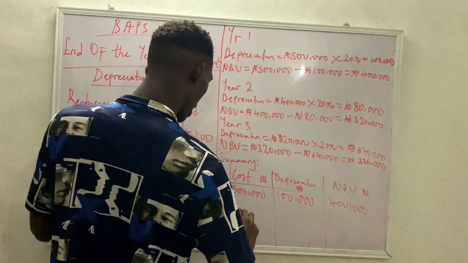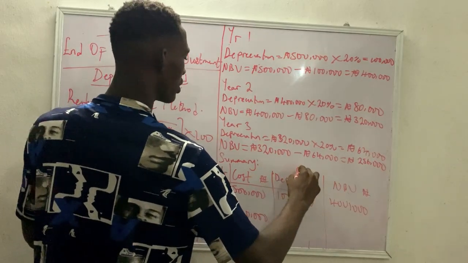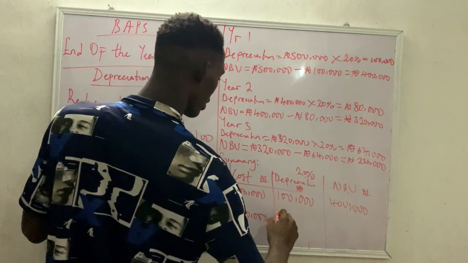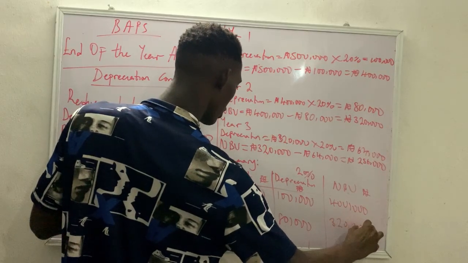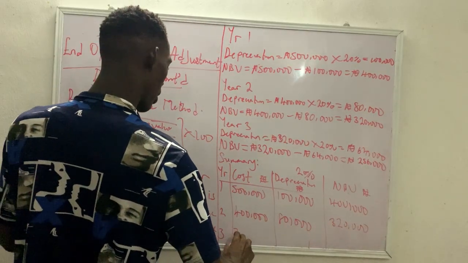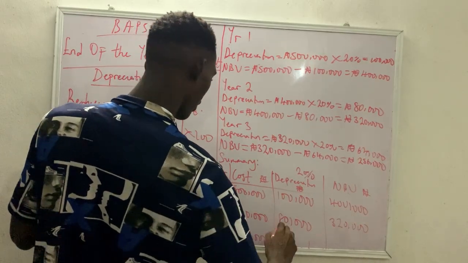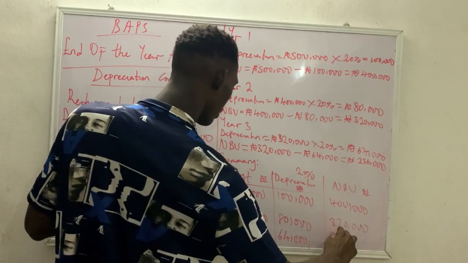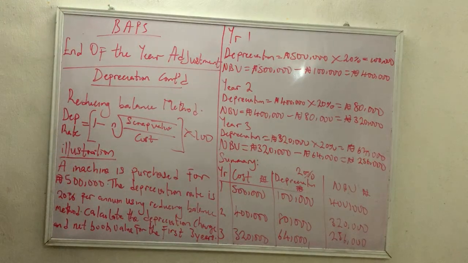Then this will now be our new cost for year two. Then if you multiply, let's put this at 20%. 20% of this will give us 80,000 naira. So this will lead us to 320,000 naira. Then that will be our cost for year three. Then you multiply, it gives us 64,000 naira. Then when you deduct, it gives us 256,000. So that's the overview of how the reducing balance method looks.